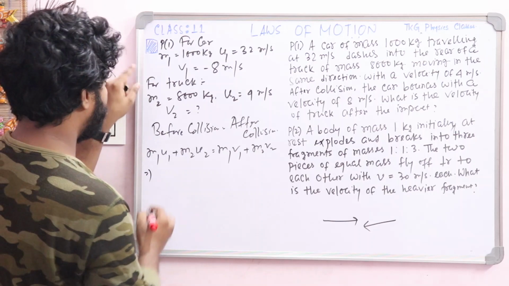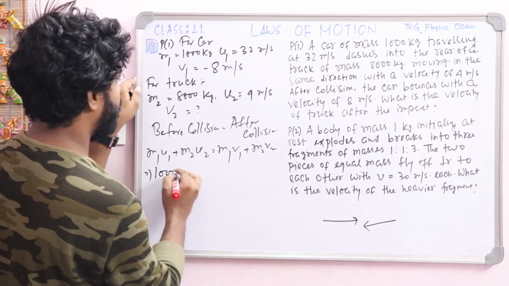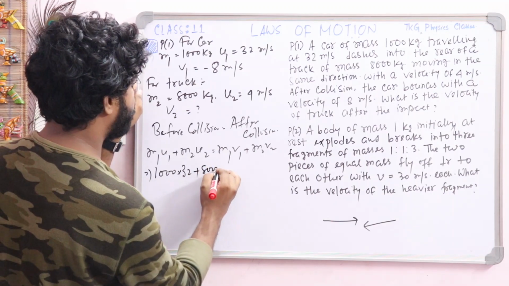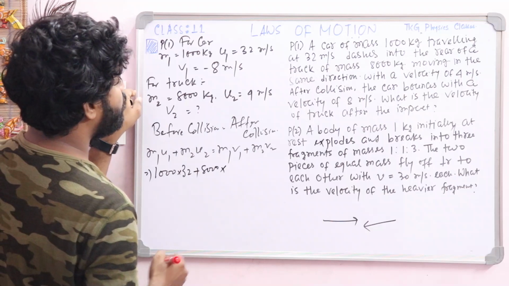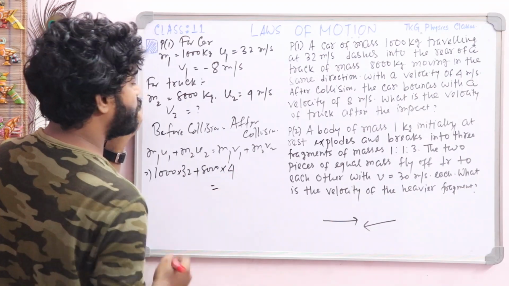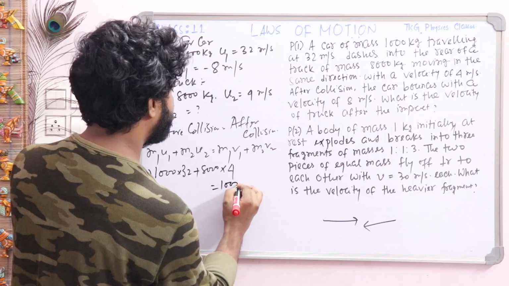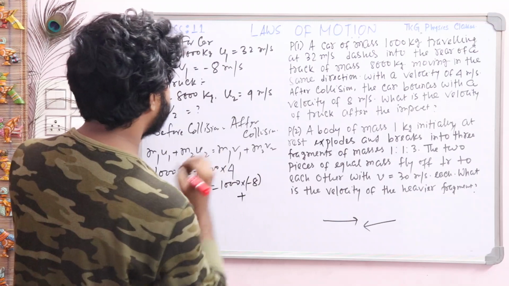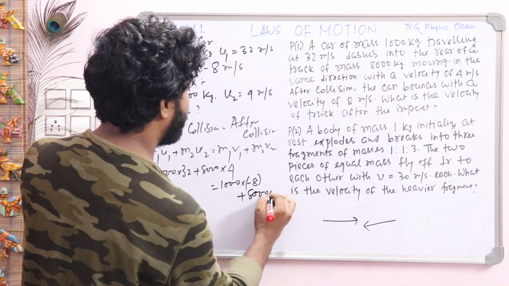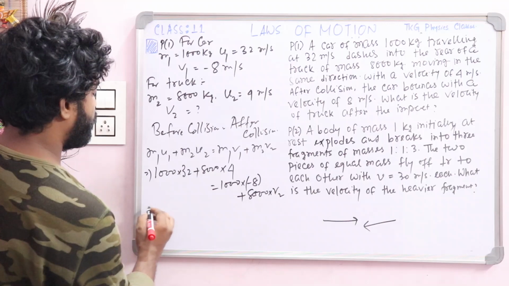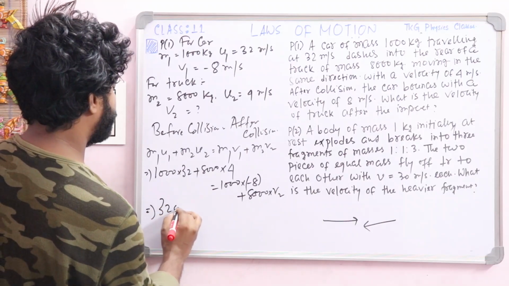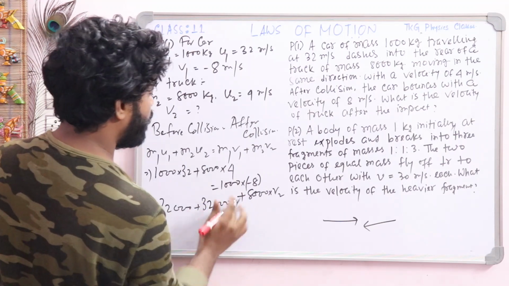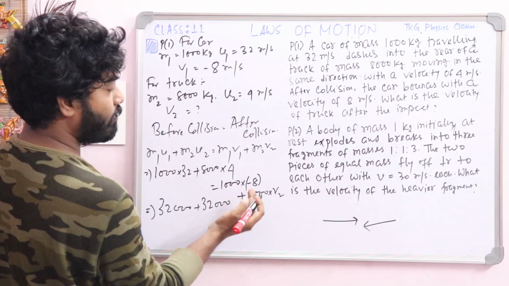Now putting the value of m1, that is 1000, the value of u1, that is 32, plus the m2 value given, 8000, and u2 value given, that is 4, equal to m1 value, that is 1000, times v1 value given, that is minus 8, plus the m2 value given, that is 8000, and you have to find out v2. So calculate it. This one is 3200 plus this one is also 32000, and this one is negative, minus 8 into 1000, that is minus 8000.